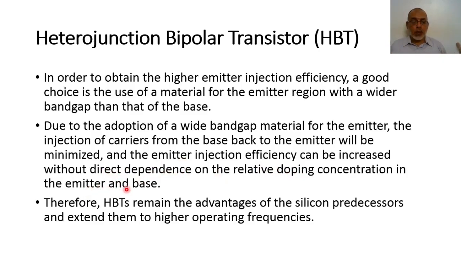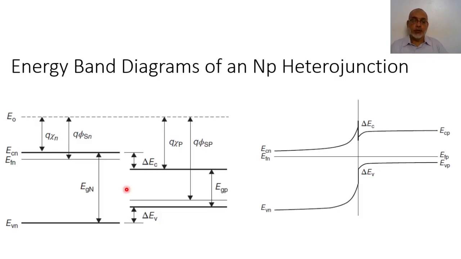Therefore, the heterojunction bipolar transistor retains the advantages of its silicon predecessors and extends them to higher operating frequency. So we still make use of the main advantage of the silicon bipolar junction transistor, but extend it to higher frequency.